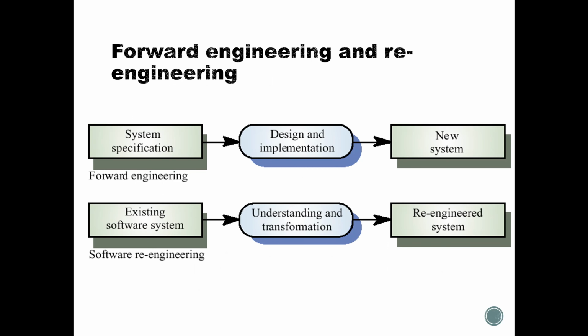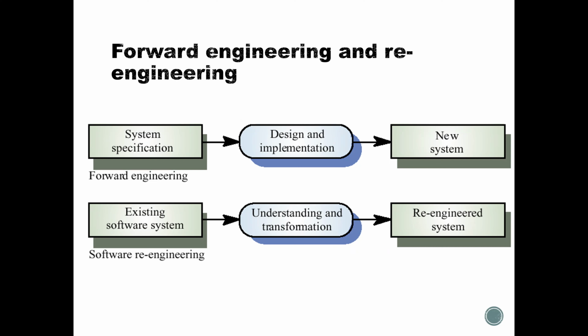So in this diagram, we have forward engineering and re-engineering task. If you see forward engineering, it basically talks about system specification. You go to the customer, you document exactly what they need, and based on those software requirements, the SRS, you design. The high level design is done, and based on this design, the implementation is performed, and then finally you have a new system.